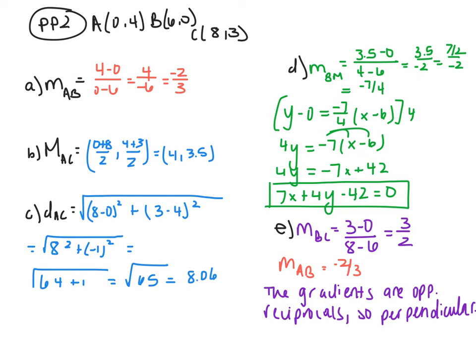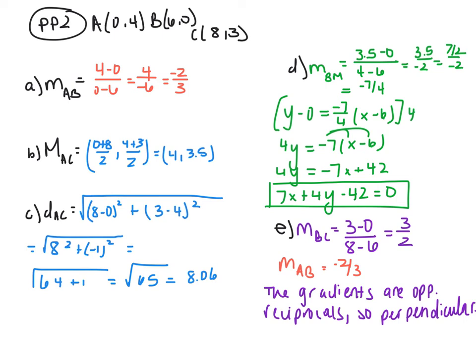Part B asks us to find the midpoint of line segment AC. So that's taking the average of the x coordinates, 0 plus 8 over 2, and the average of the y coordinates, 4 plus 3 over 2, and you end up with (4, 3.5). Part C asks us to find the distance between A and C, so that's distance formula. So square root, again, it doesn't matter which order you do inside the parentheses. I did C minus A, so (8 minus 0) squared plus (3 minus 4) squared. So you end up with the square root of 8 squared plus (negative 1) squared, which is the square root of 64 plus 1, or the square root of 65. If you plug that in your calculator, you get 8.06.